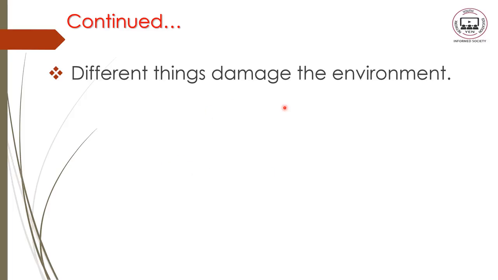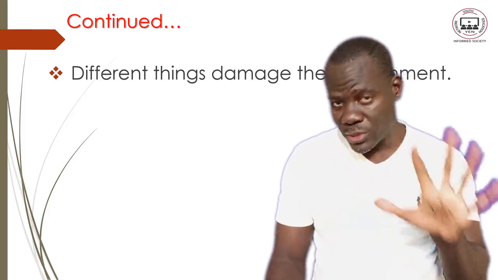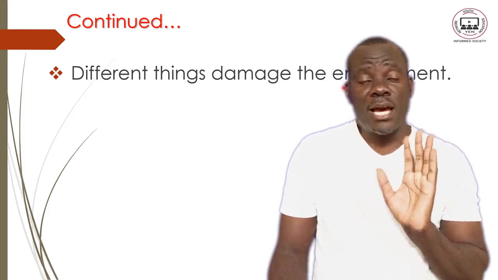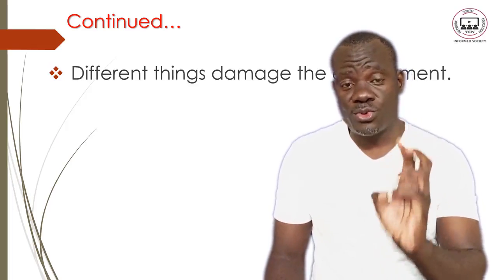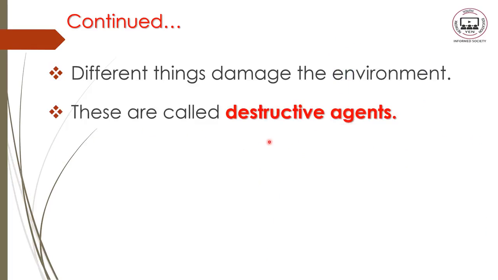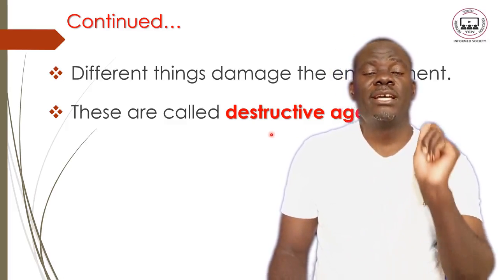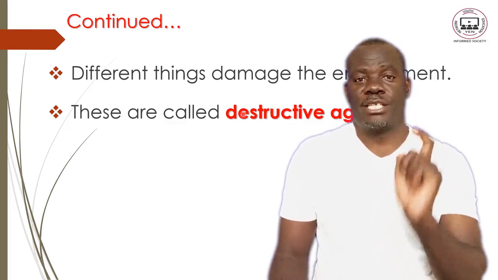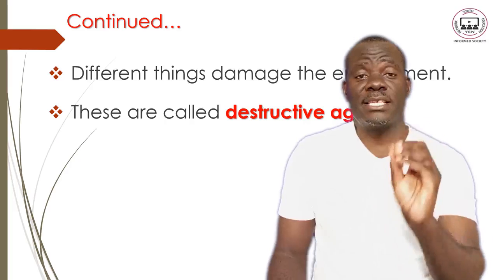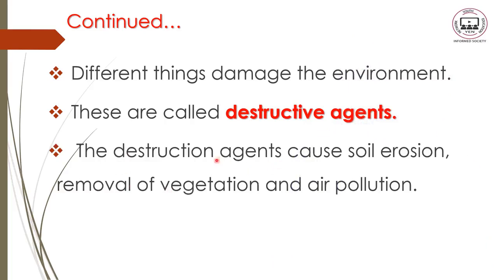So different things damage the environment. However, much as we have seen that the environment is very important overall, there are other things that destroy, that damage the environment. These are called destructive agents. Those things that destroy the environment are called destructive agents. They cause soil erosion, removal of vegetation, and air pollution.